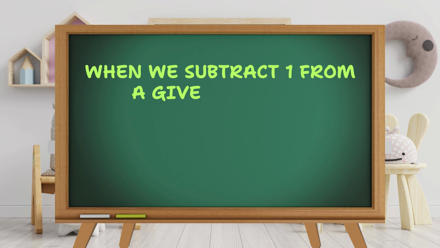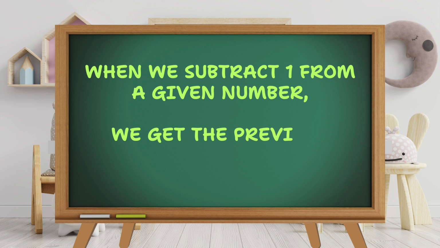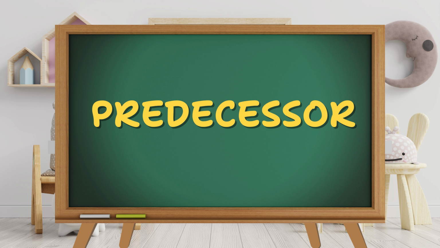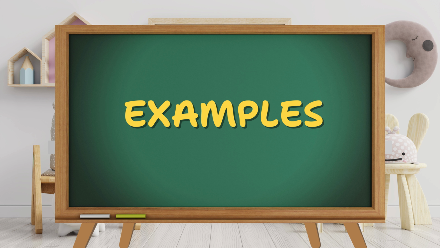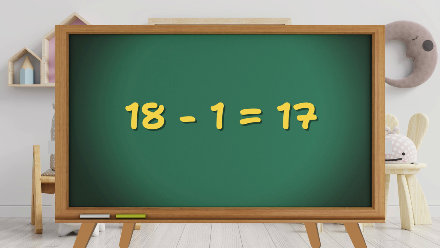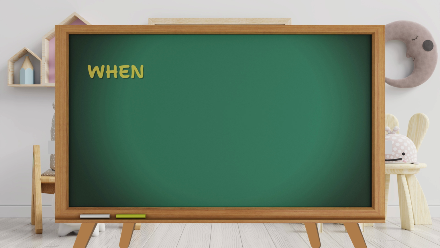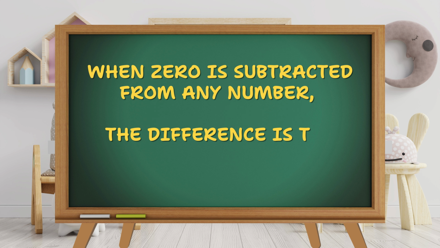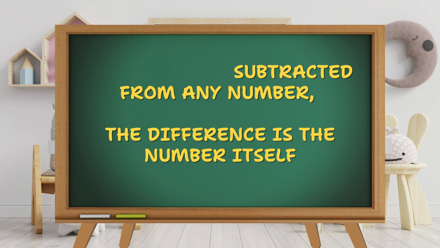When we subtract 1 from a given number, we get the previous number, which is called its predecessor. See these examples. 18 minus 1 equal to 17. 9 minus 1 equal to 8. 6 minus 1 equal to 5. And so on.